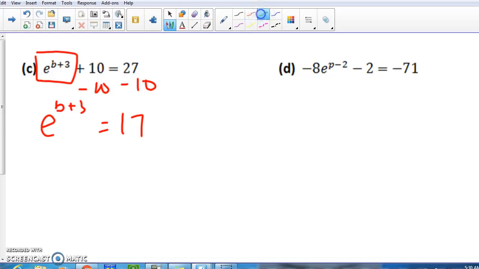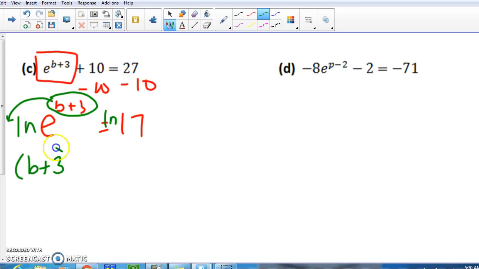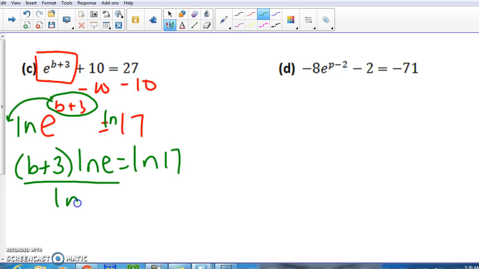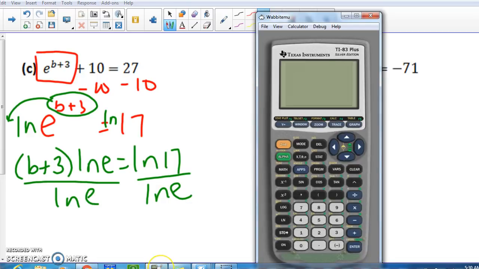So I'm going to take the ln, or the natural log of those sides. But after I do that, everything works like yesterday, meaning this exponent's allowed to go in front. So really I have b plus 3 ln of e equals ln of 17. I divide both sides by the ln of e, just like we talked about yesterday. Again, that's a calculator thing for me. So I can go ln of 17, closing those parentheses, divided by ln of e.